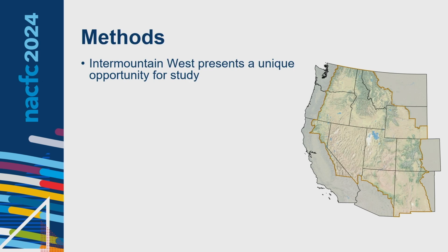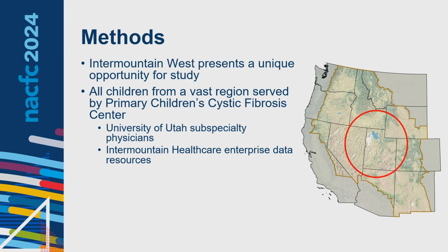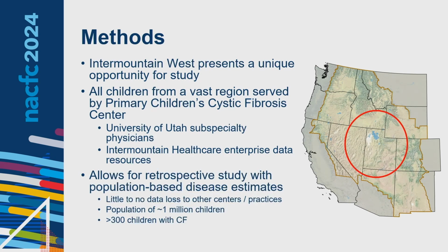So for those of you that don't know, the Intermountain West is a really interesting area for study. We are the only children's hospital in this fairly wide region. We're a hospital served by University of Utah physicians, but we also have the benefit of being under the umbrella of Intermountain Healthcare and have access to their resources. This allows for some population-based study and disease estimates. Very few people leave the center. We have about 1 million people in the region that depend on this hospital, and we have about 300 patients in our CF center.